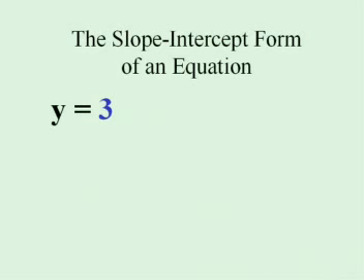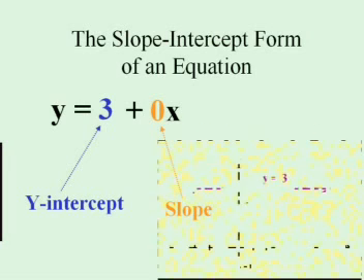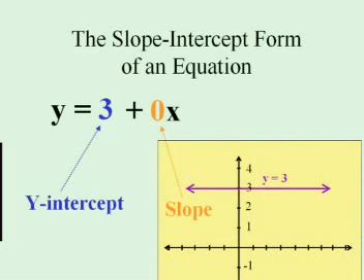In this one, you kind of have to imagine a number in front of x. We know the number sitting by itself is the y-intercept. What would the slope be, the number in front of x? You could write it like this, couldn't you? And the slope is 0. And if you think about it, y equals 3, the graph does have a slope of 0. Y equals 3. It's a flat line, isn't it?